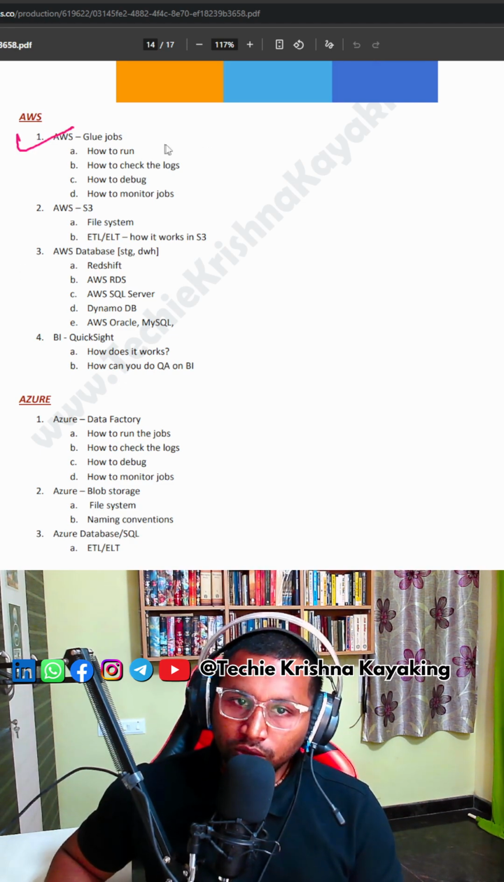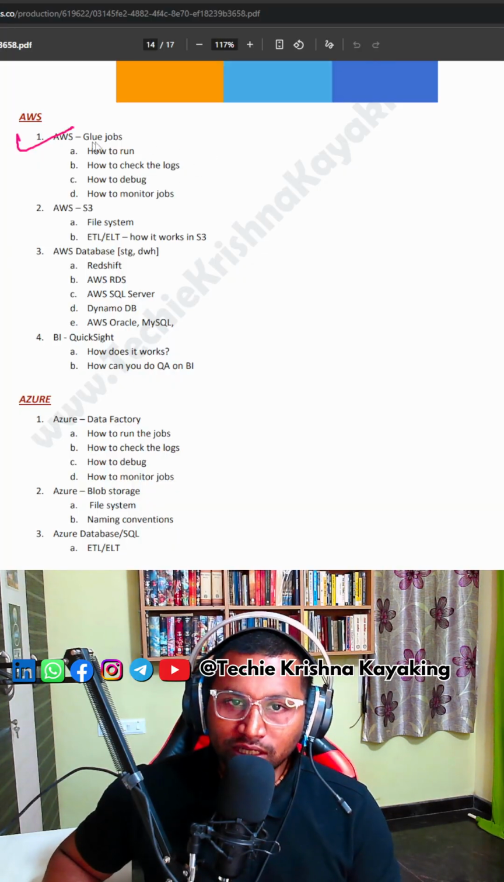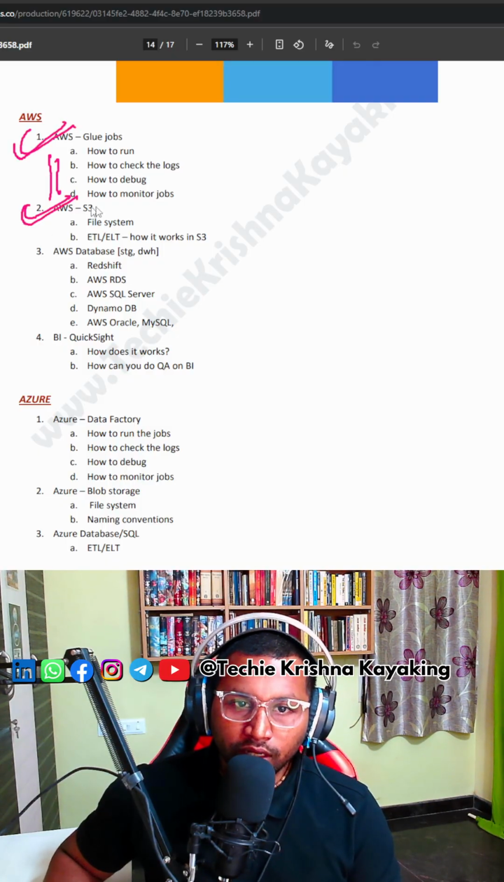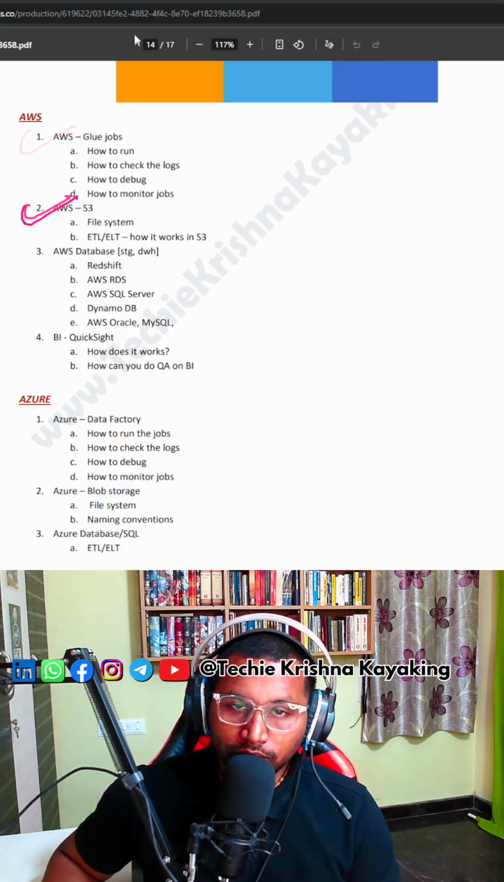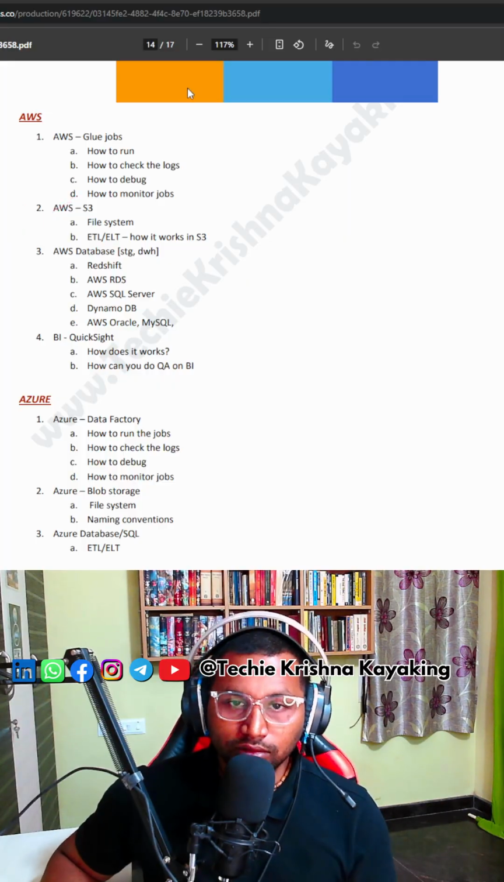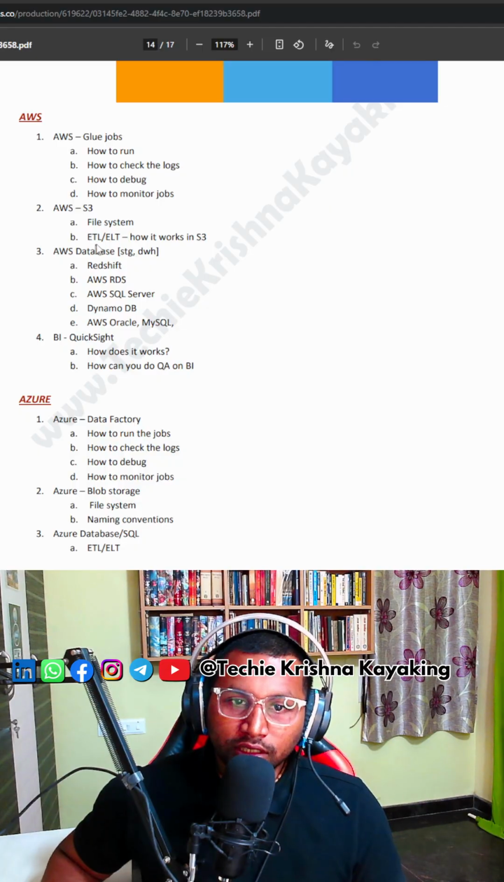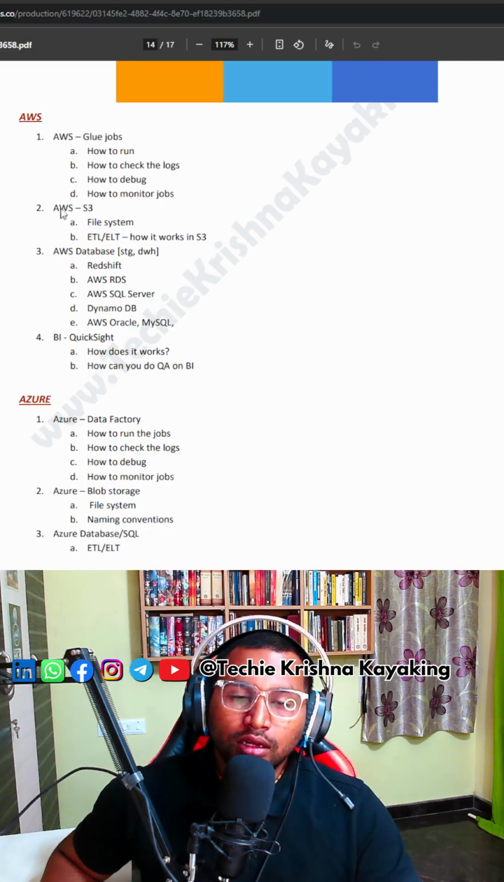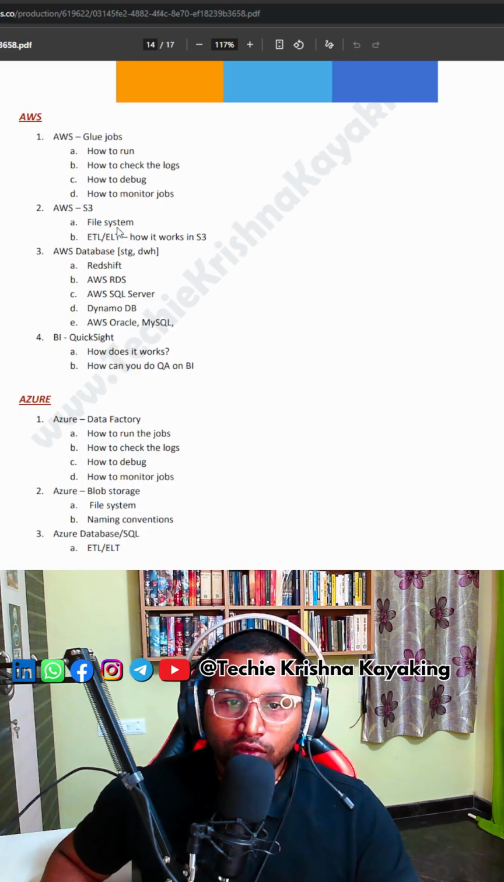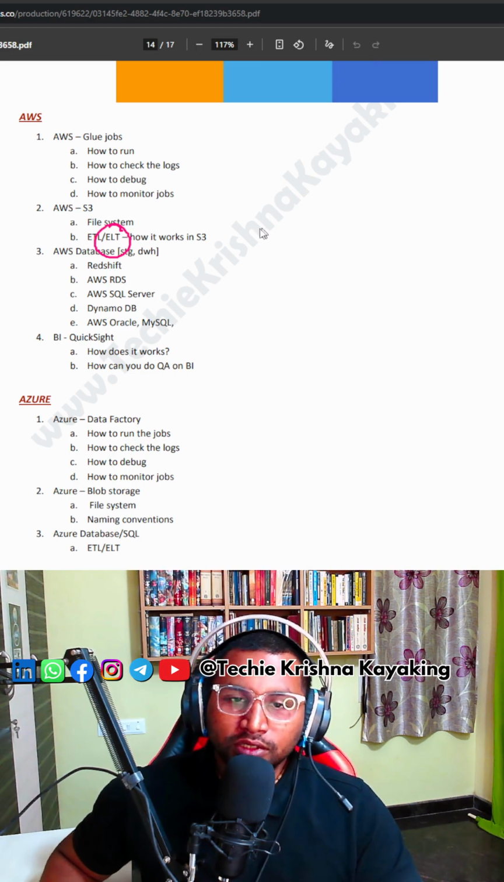Okay, AWS Glue, very important, how to run the job. Basically this is an orchestration tool where you run the job, all the ETL jobs are there. So how to run, check the logs, all this information you should learn. In S3, AWS S3, again this is a file system where files are stored. The files that we discussed, CSV, Avro, JSON, Parquet, all this. And then here itself the ETL ELT concept will come, whatever you are following. Mostly when you get into cloud, you will follow the ELT model and not ETL.